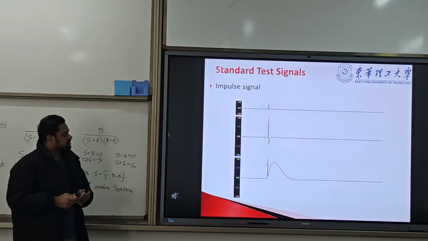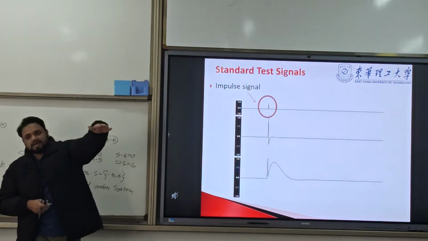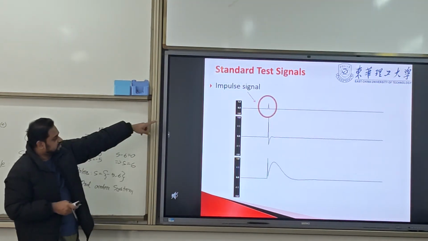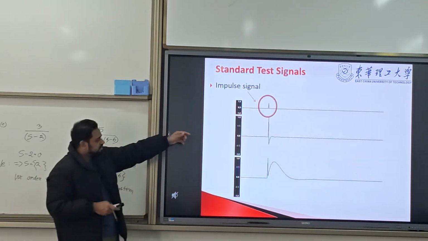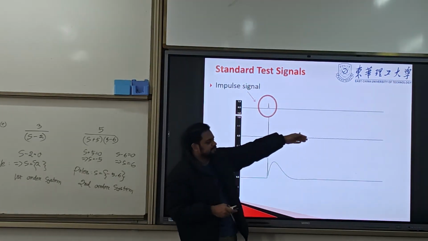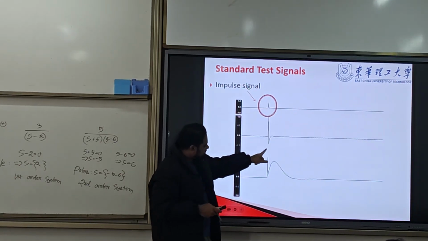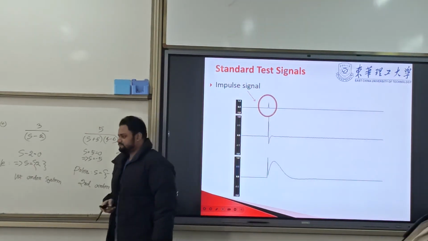Here, look at this. We have an impulse. It is pure DC, and in the pure DC, suddenly there is a pulse, for a very short amount of time. Here, there is also a DC, and suddenly there is a pulse. Here, there is also a pulse. All are impulse signals.